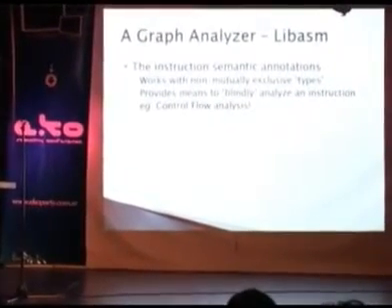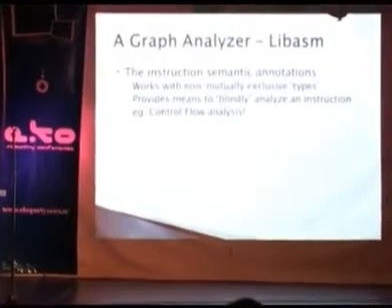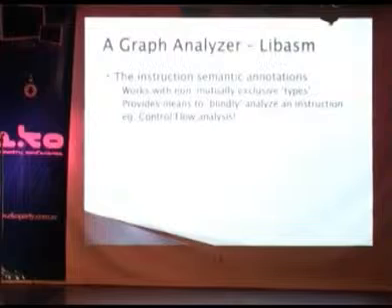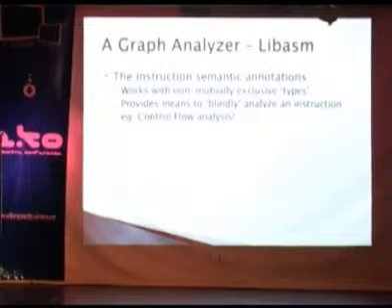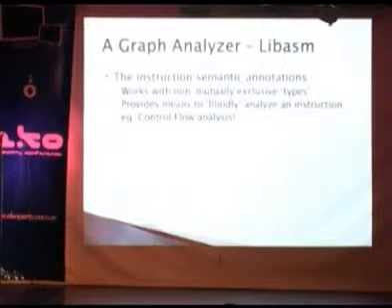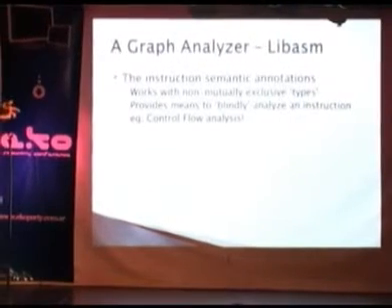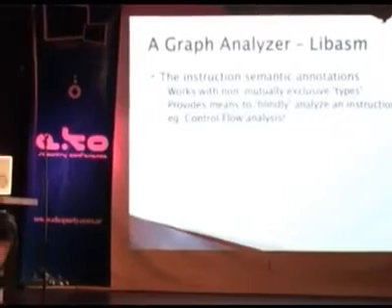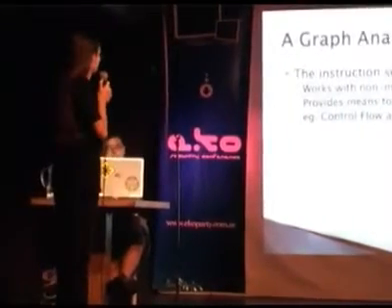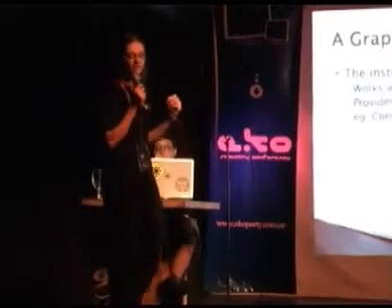So these attributes work with non-mutually exclusive types, which means that we can annotate an instruction to tell it that it is an arithmetic instruction and an instruction that changes flags, for example. So we can have multiple annotations for the same instruction. And as I said, it provides means to blindly analyze instructions.